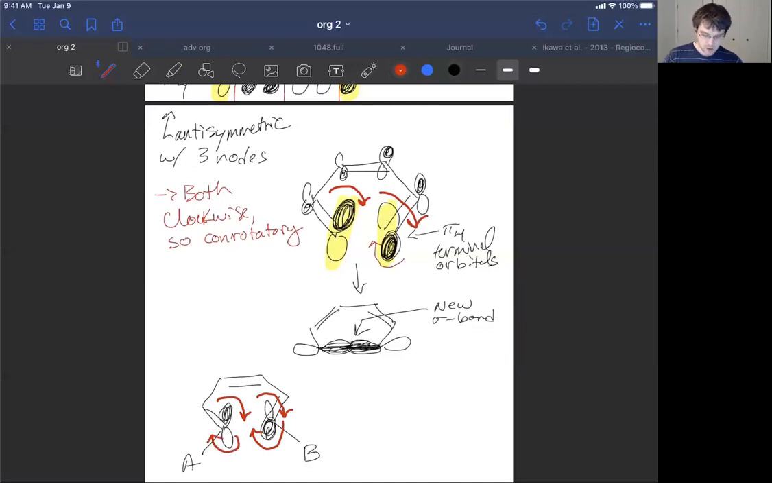But anyway, what happens then? I've got my lobe up for A, and I've got my lobe down for B, and I need to twist them in the same direction to get the lobes to overlap. And what that means for A and B is that A is going to twist up, and B is going to twist down. So we have clockwise for A and clockwise for B. They're both twisting in the same direction. That is conrotatory rotation.